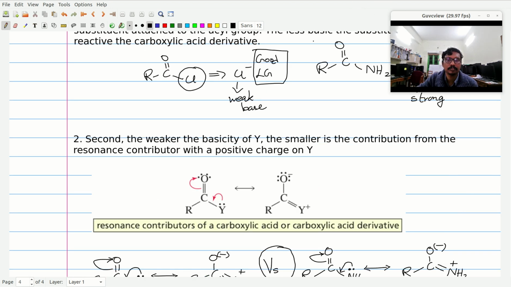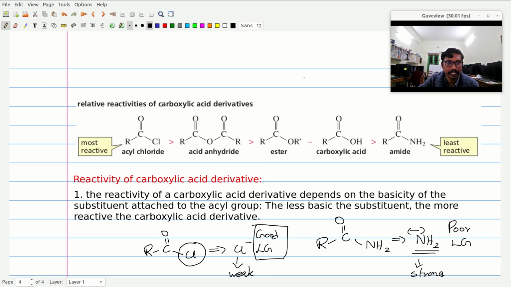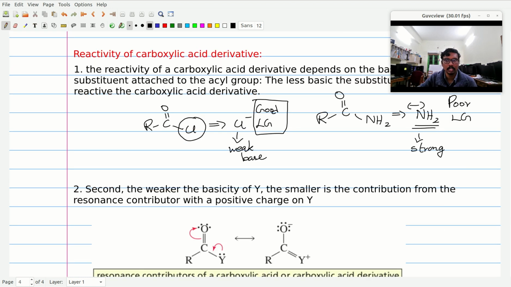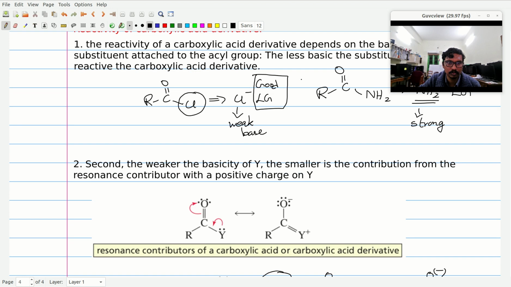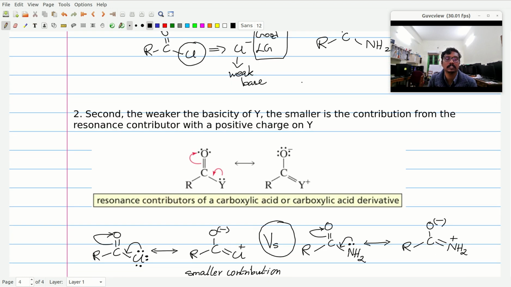The second reason for the observed trend of relative reactivities of carboxylic acid derivatives can be attributed to the contribution from the resonance contributor. If you look at the carboxylic acid derivatives, the acyl group can accommodate the negative charge because of the ability of the oxygen to bear a negative charge, and hence the leaving group, which is Y here, attains a positive charge. And observe that this is a double bond.